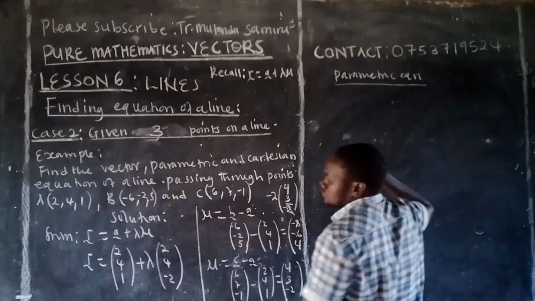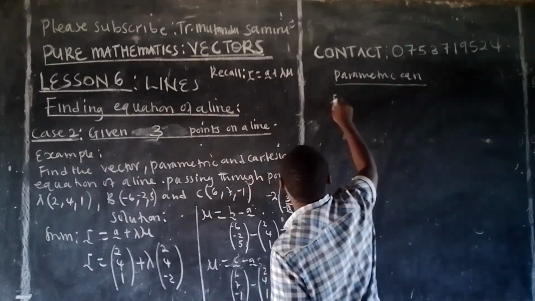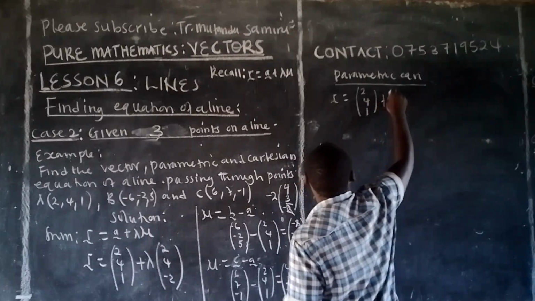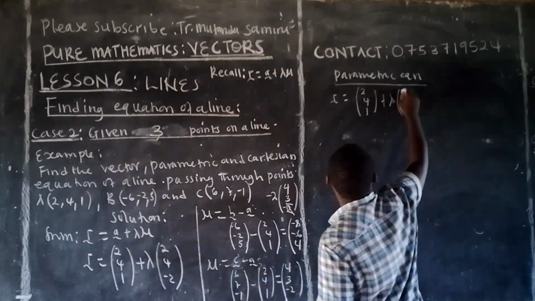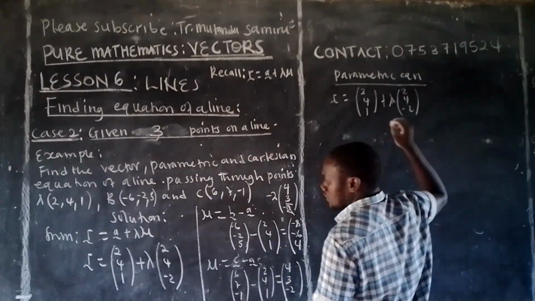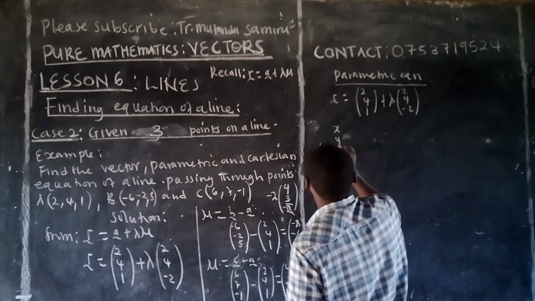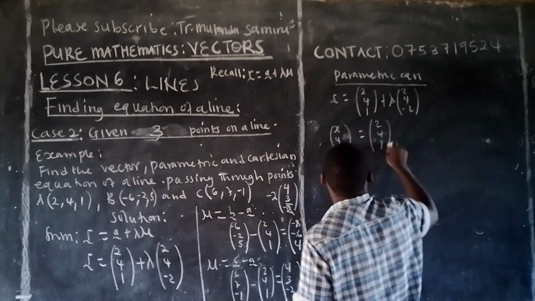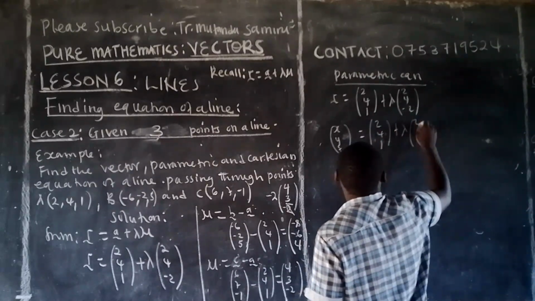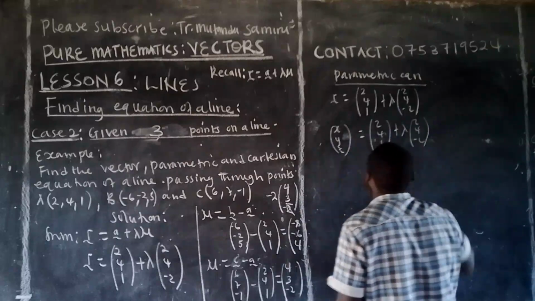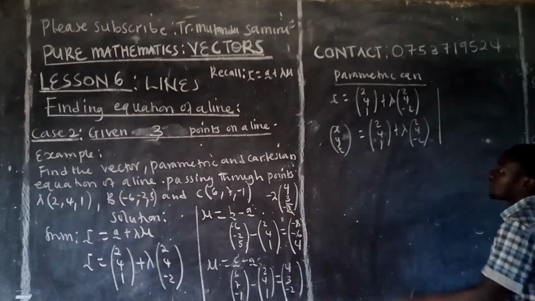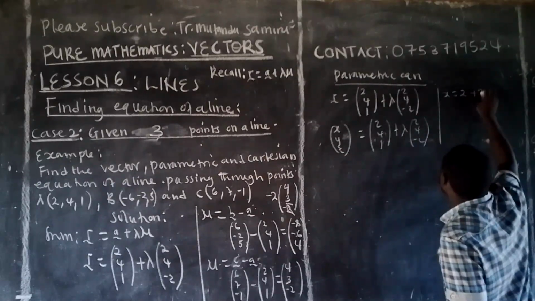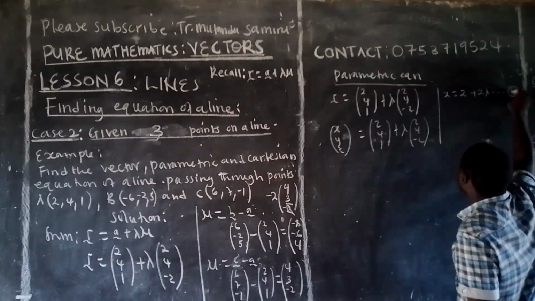So the parametric equation: R is equal to (2, 4, 1) plus lambda (2, 4, -2). Now R is x, y, z, a general point, and is equal to (2, 4, 1) plus lambda (2, 4, -2). For parametric, we make x the subject, so x is equal to 2 plus 2 lambda. This is your equation number 1.